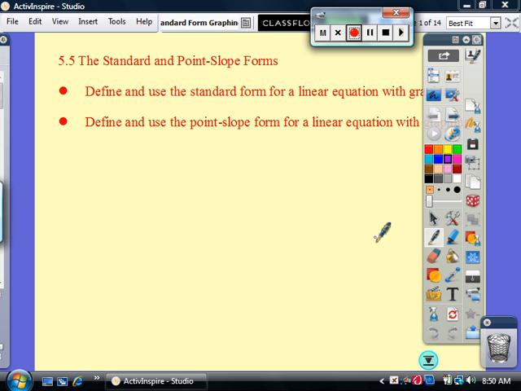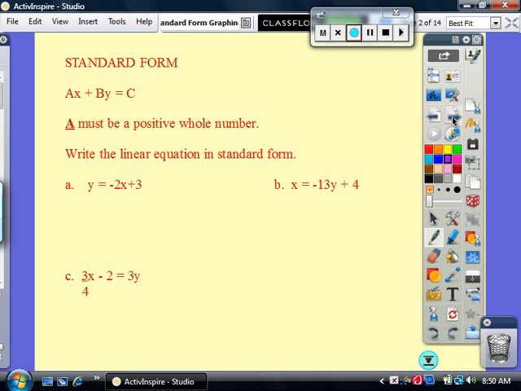All right, let's get started then. Let's talk about standard form. Particularly today, we're going to be looking at graphing with standard form. All right, give you time to write that down.